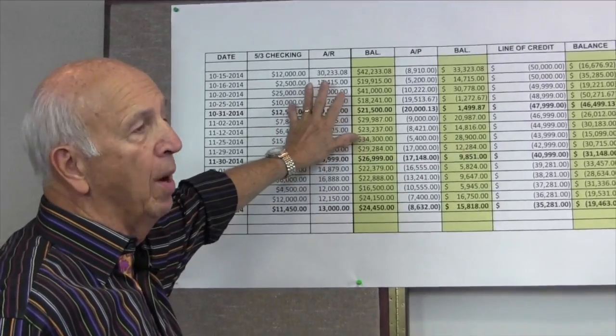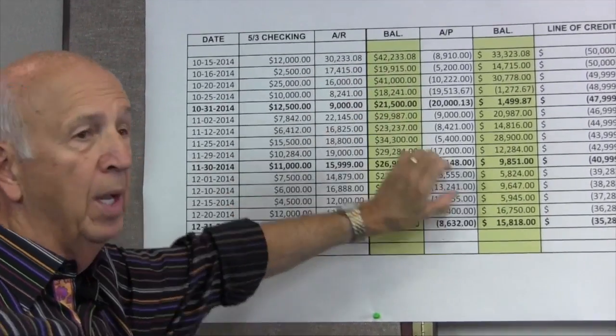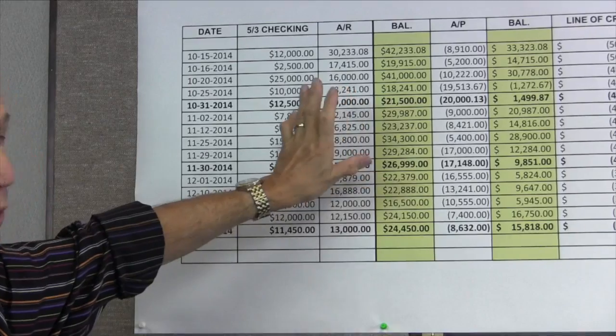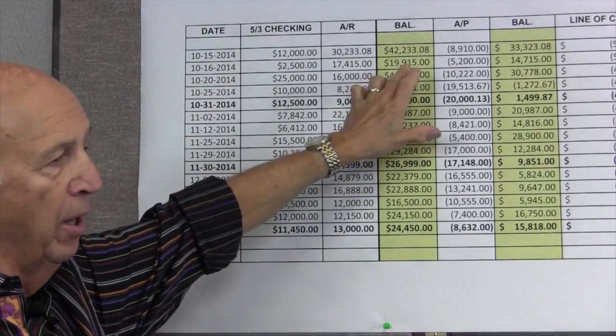And then we're going to add those two up and we're going to come up with a balance. Again, this is done on Excel. It's very simple. The formulas are easy. So now we've got a balance here.